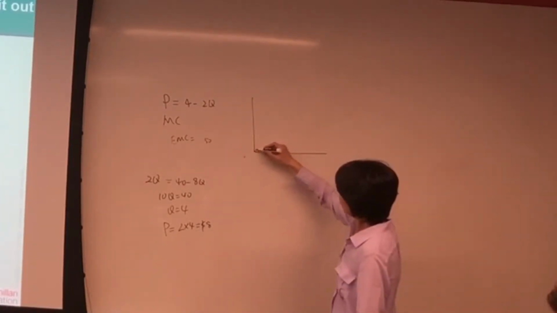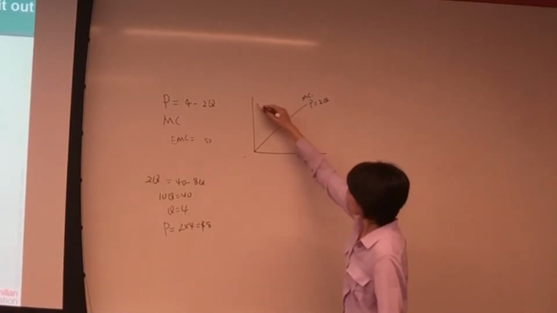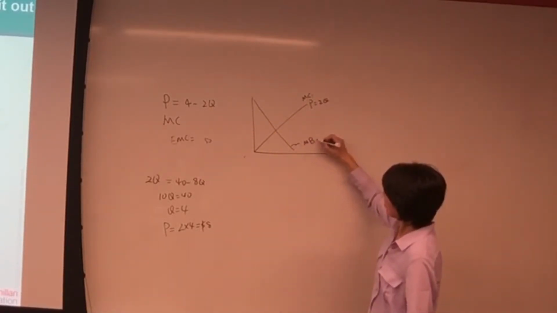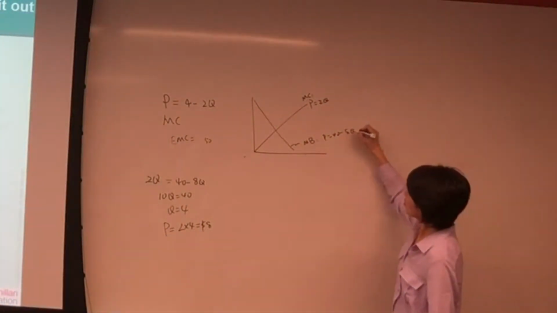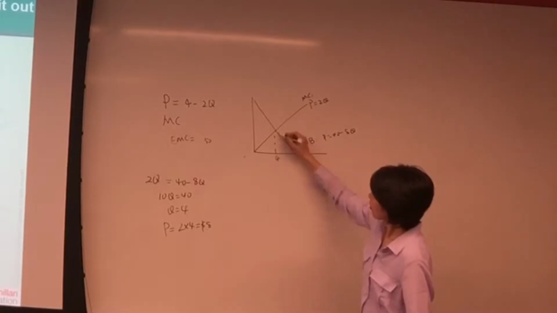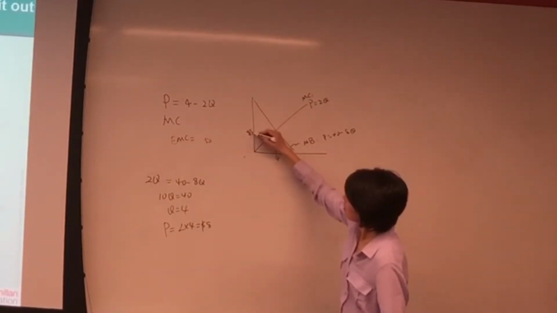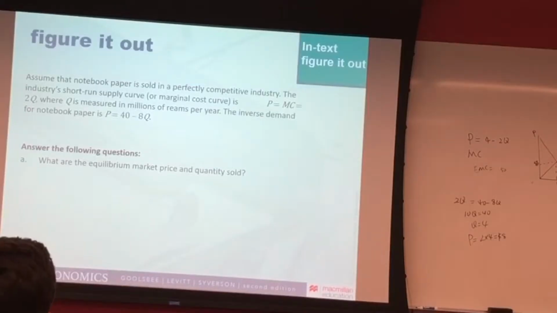So P equals 2Q is our marginal cost, and the marginal benefit is demand, P equals 40 minus 8Q. So this is our quantity, 4, the market equilibrium quantity, and this is the price, 8. Okay, this is the market equilibrium.